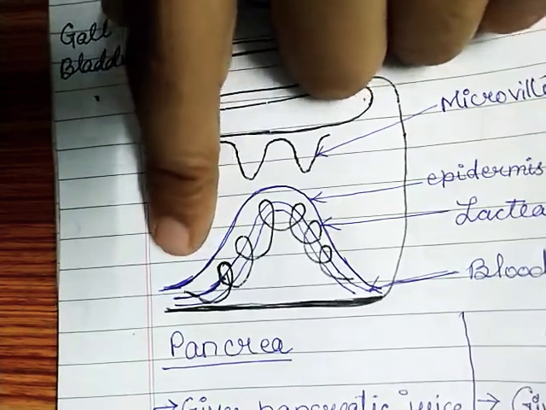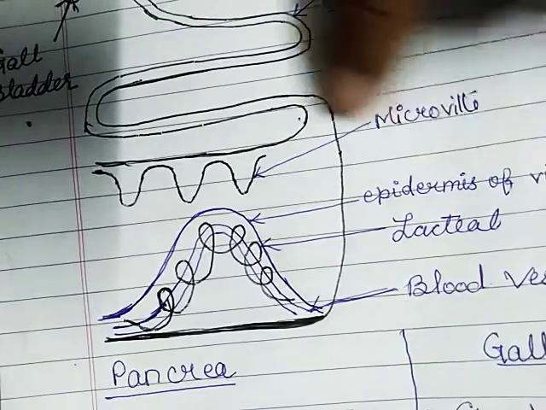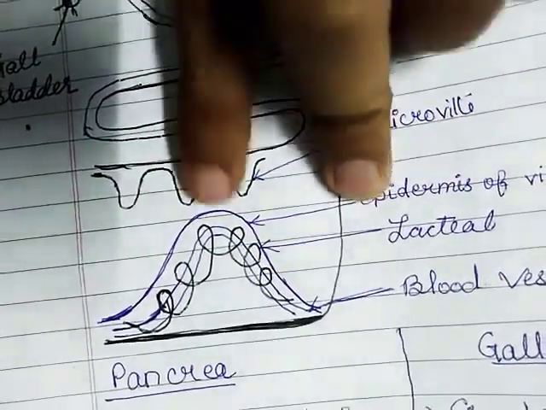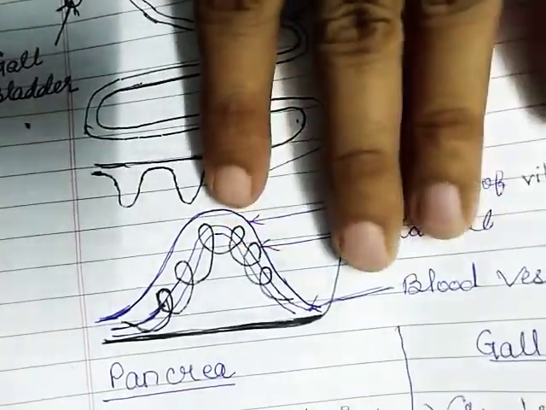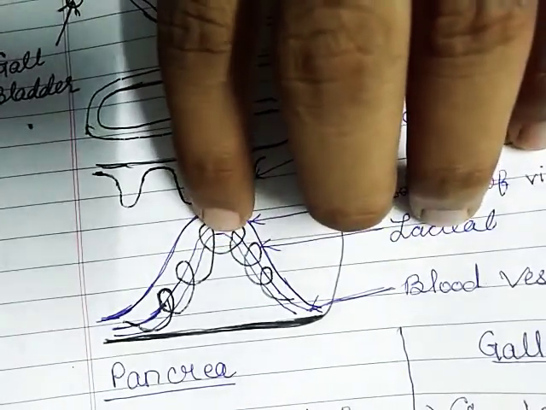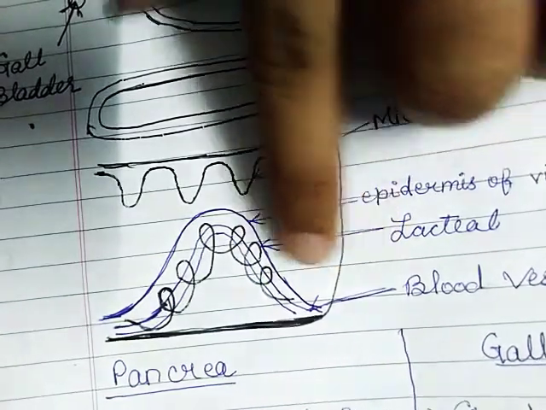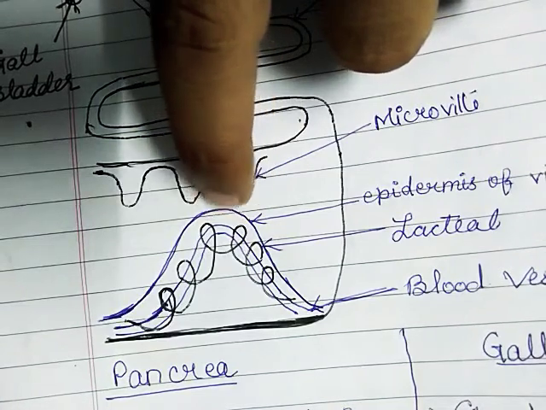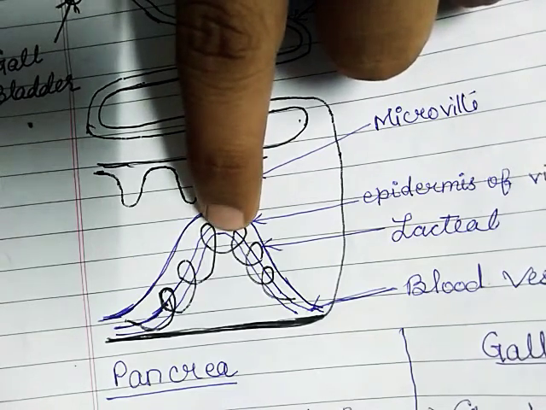When you go further into the microscopic structure of the microvilli, you will be able to see that microvilli consist of three things. First is the epidermis, a very good absorbing epidermis. Second is the lacteal. You are able to see that black line. This is the lacteal, and the double blue line here is our blood vessels. The epidermis absorbs the simpler forms of food, and these simpler forms of food are passed on to the blood vessels.